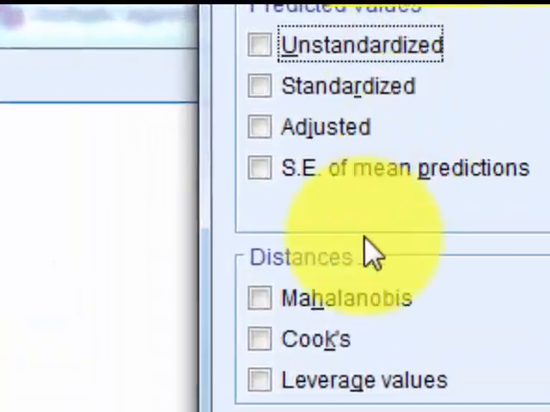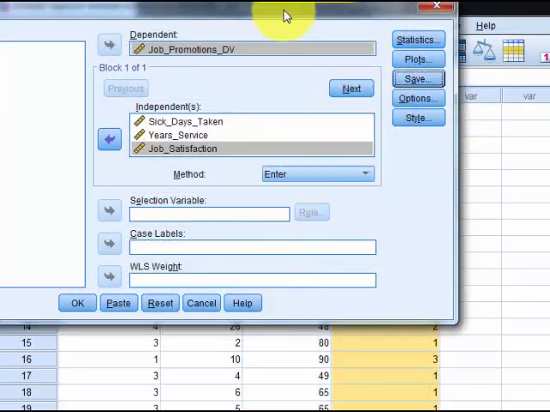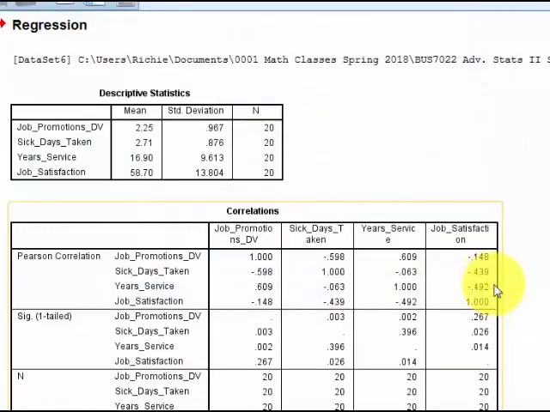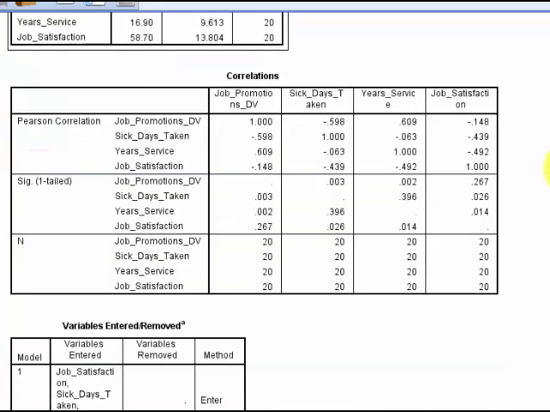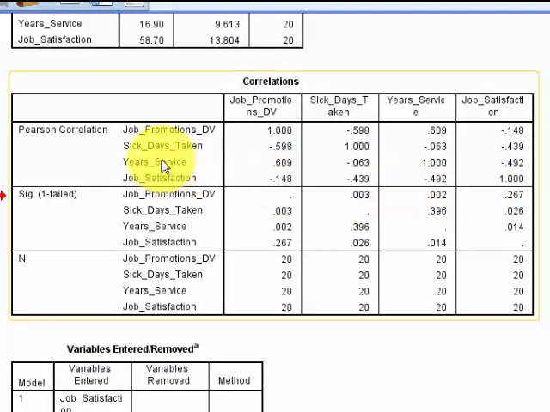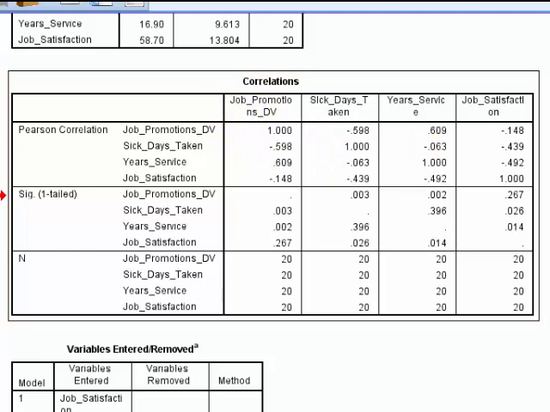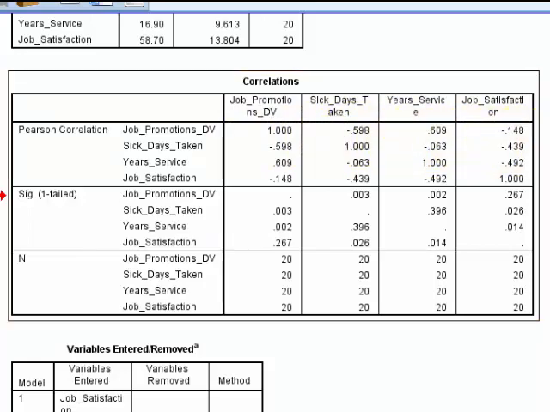And the only thing we want here is the Mahalanobis. That will tell us if we have multivariate outliers. Click OK. All right, here's our output. Really don't care about the descriptives, means, standard deviations, not in a regression model anyway. Correlations, we can use this to check the assumption of linearity. Again, if any of these correlations between the IV and the DV is really close to zero, that means that it might have violated that assumption. And I don't see any of these close to zero, so I'm assuming it did not violate the assumption of linearity.